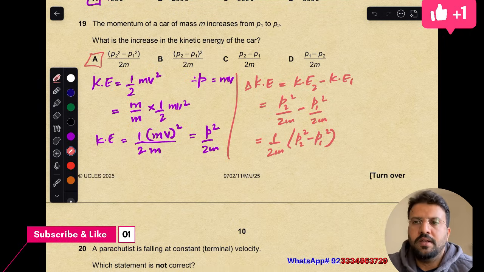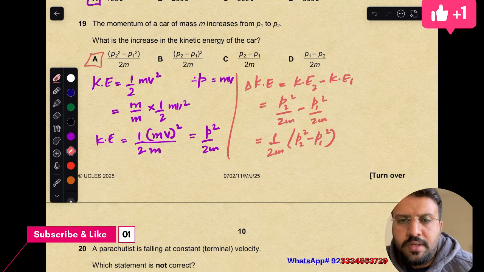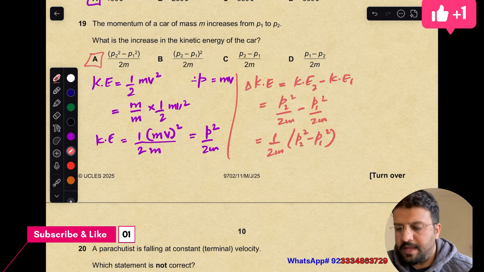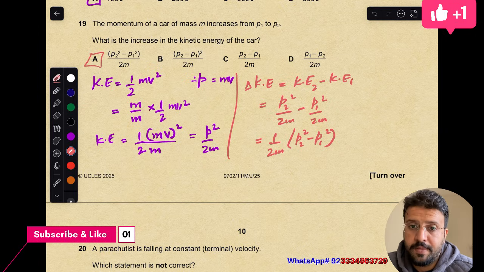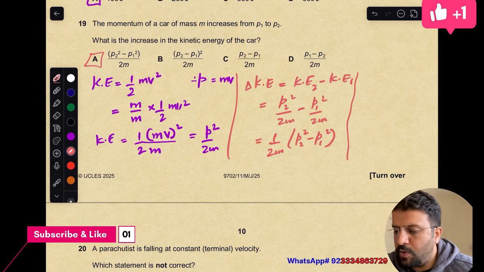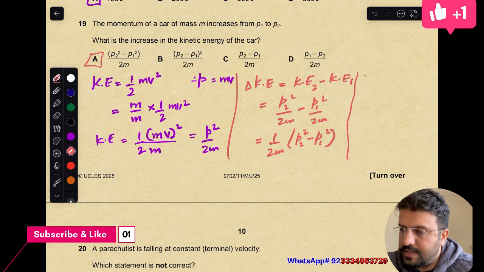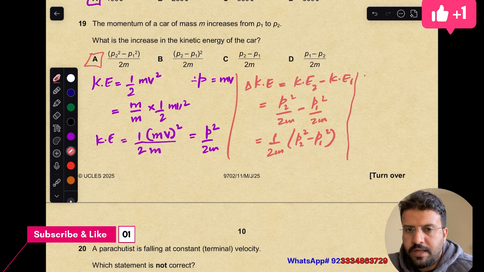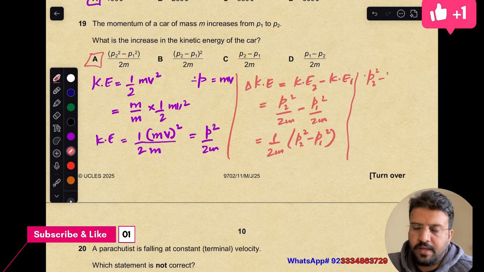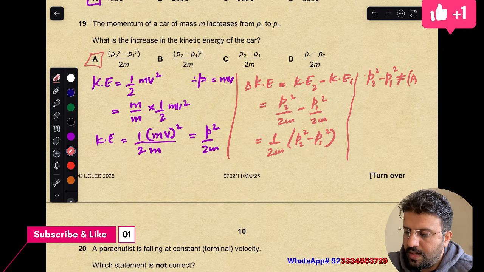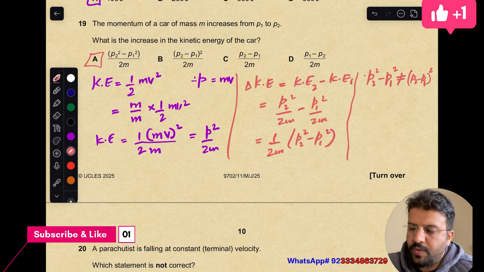A. Okay, the most common mistake is that most students choose option B. Why do they choose option B? Because they don't understand that change in momentum square or square of the change in momentum are not the same. What I'm saying is p2 square minus p1 square is not equal to p2 minus p1 whole square.